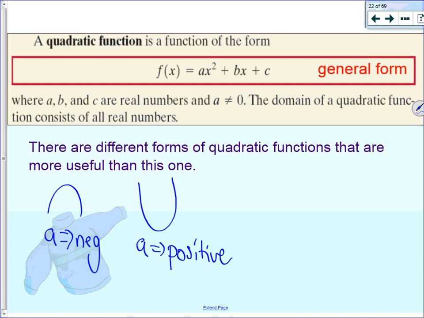So the domain of a quadratic function is all real numbers, because you can square any real number, you can multiply any real number by any number. So any real number is part of the domain.